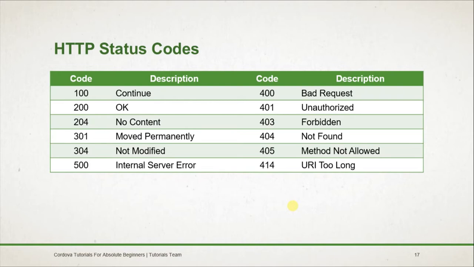400 represents bad request, 401 for unauthorized, 403 for forbidden, 404 for not found, 405 for method not allowed, 414 for URI too long. 405 occurs when we are using the HTTP get verb to access a method which is specifically designed for the post method. 404 occurs when we are trying to access a controller or method that does not exist.